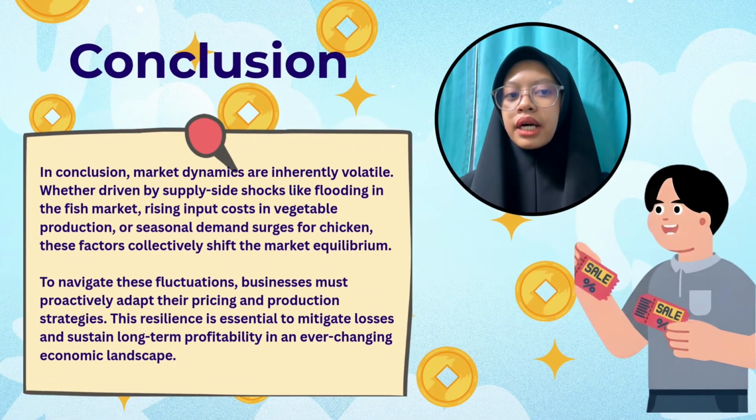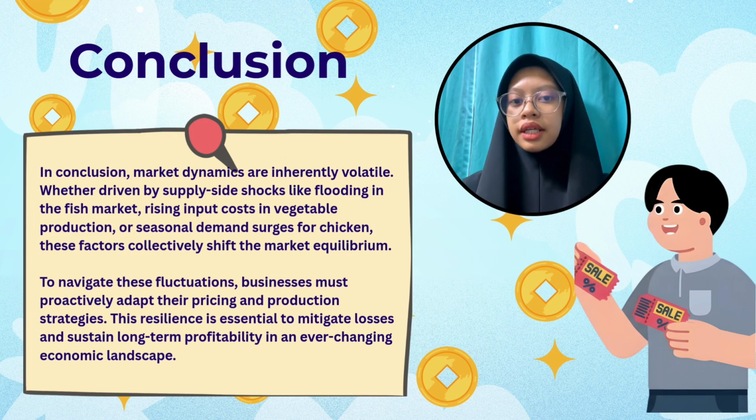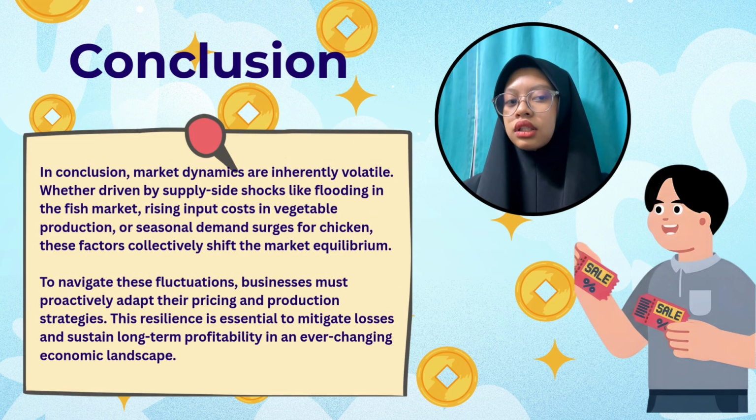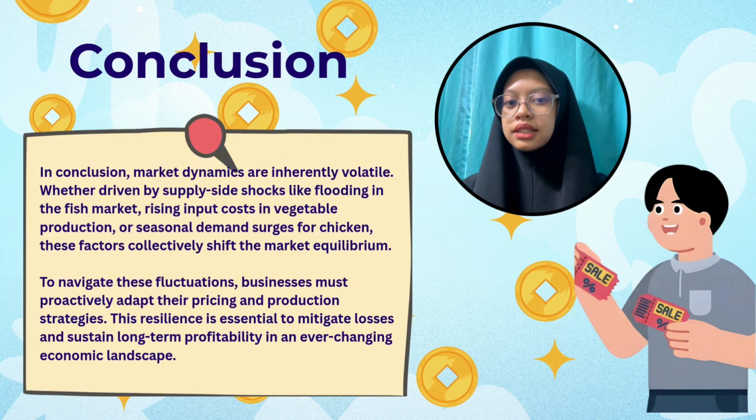In conclusion, market dynamics are inherently volatile, whether driven by supply side shocks like flooding in the fish market, rising input costs in vegetable production, or a seasonal demand surge for chicken. These factors collectively shape the market equilibrium. To navigate this fluctuation, businesses must proactively adapt their pricing and production strategies. This resilience is essential to mitigate loss and sustain long-term profitability in an ever-changing economic landscape.